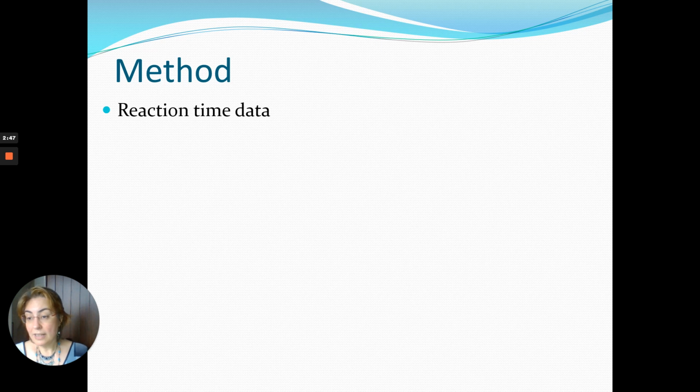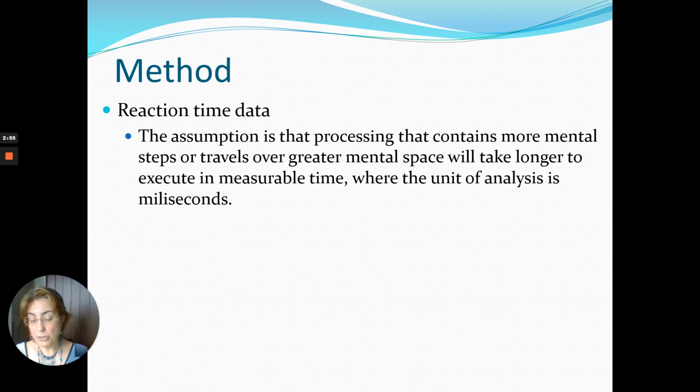Okay, so what are different methodologies that have been used in addressing this question? The first one is reaction time data. The idea being that processing that contains more mental steps or travels over greater mental space will take longer to execute in measurable time, where the unit of analysis is milliseconds. Okay, so the more mental operations that you make, or the more space those mental operations take, the longer it would take for you to respond to something, because it will take time to do those extra steps, right?